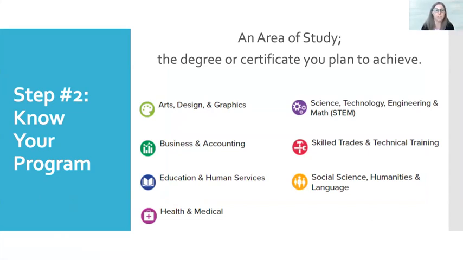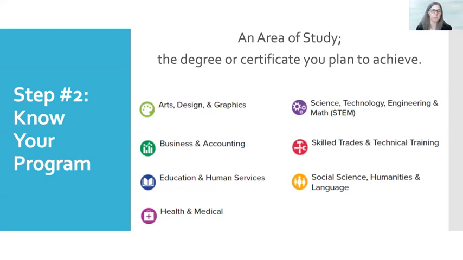And what we do at North is we take all of our programs and we put them into what we call an area of study. So an area of study is just a big, broad, general category. You can see on this slide the 7 different areas of study that we offer at North. And every certificate or degree that we offer would fall into one of these larger categories.